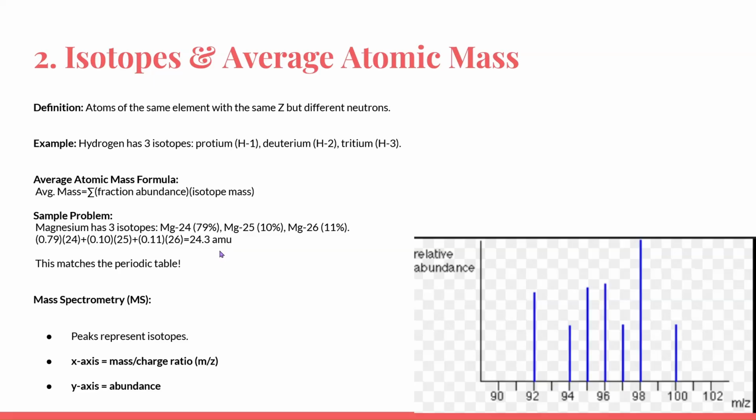So it's around there. And then mass spectroscopy, this is what mass spectroscopy looks like. Peaks represent isotopes, and the x-axis equals mass/charge ratio, m/z, and then y-axis equals abundance. And you should already know how to work with these and analyze them and solve problems based on the graphs.